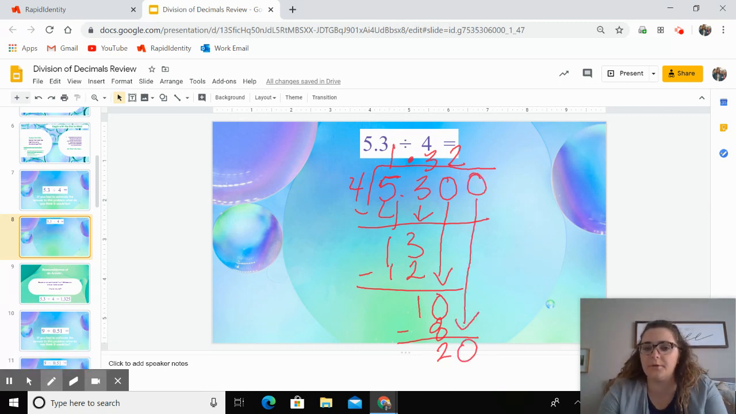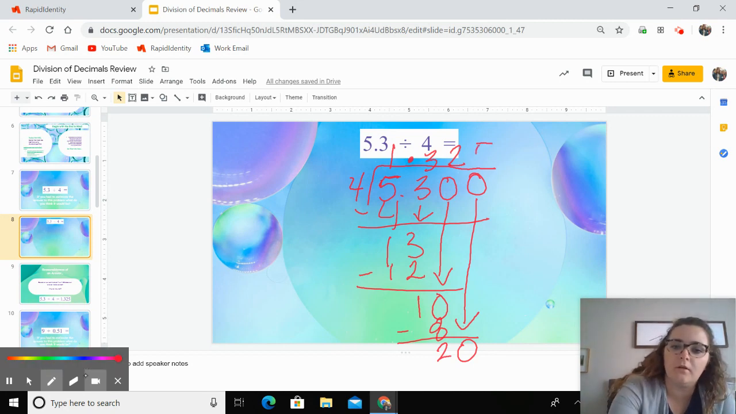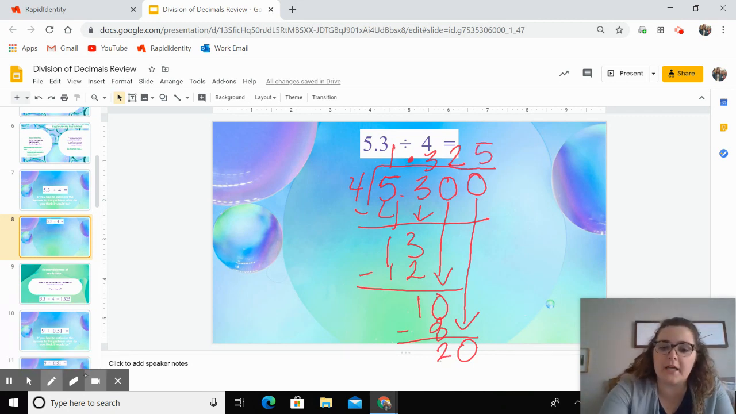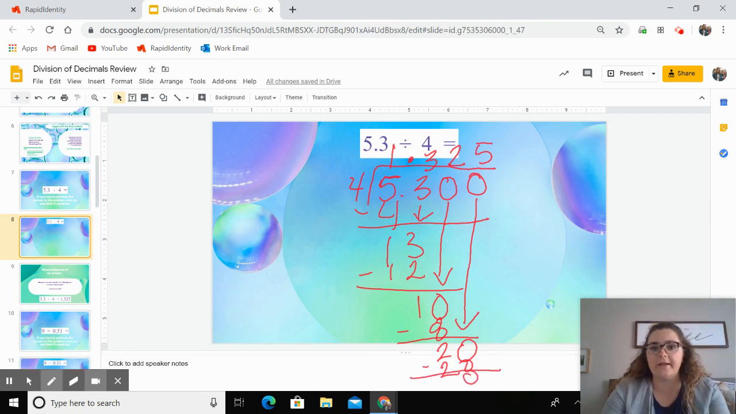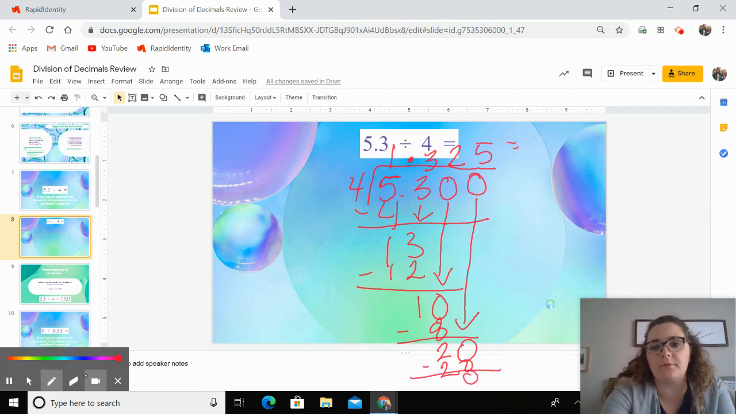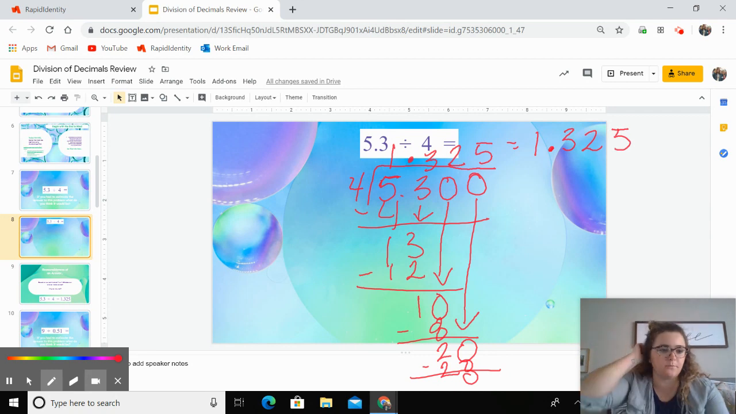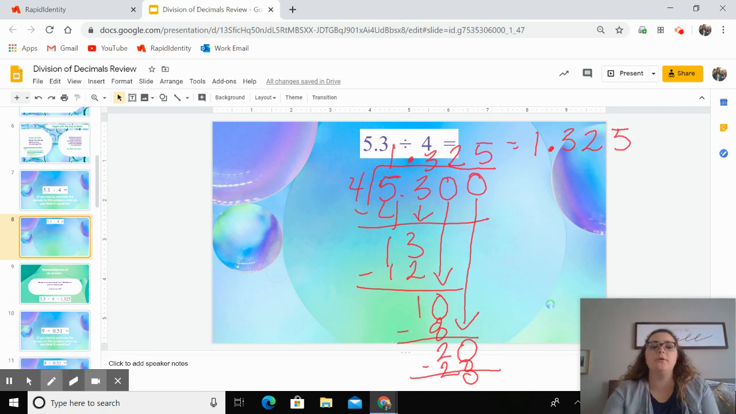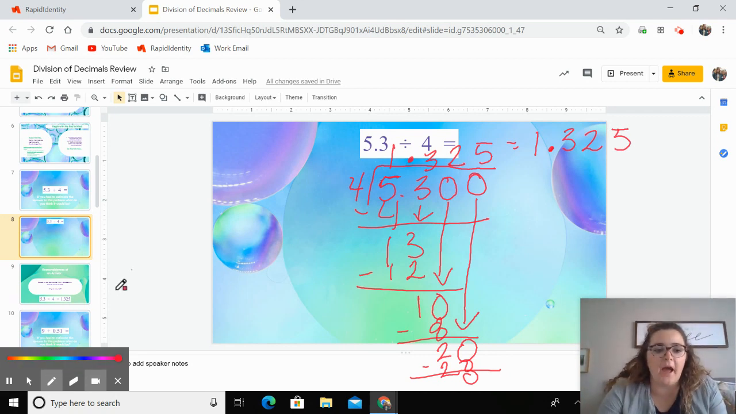How many times can 4 go into 20? 5 times. 5 times 4 is actually 20, and so my equation actually stops right there. All right, so I know that 5 and 3/10 is equal to 1 and 325 thousandths, okay?